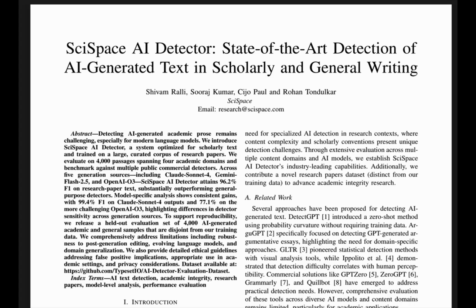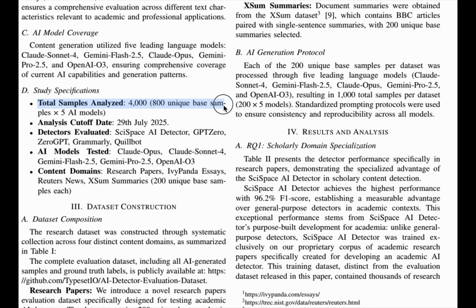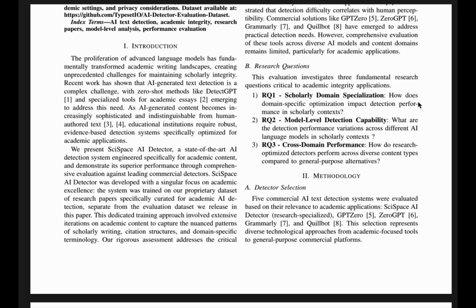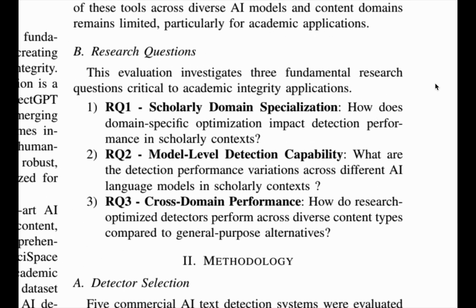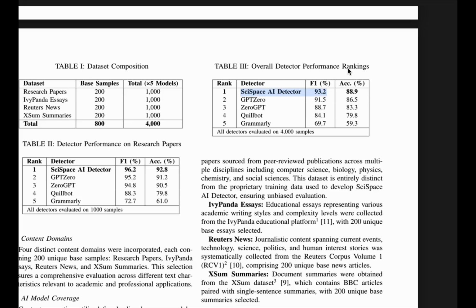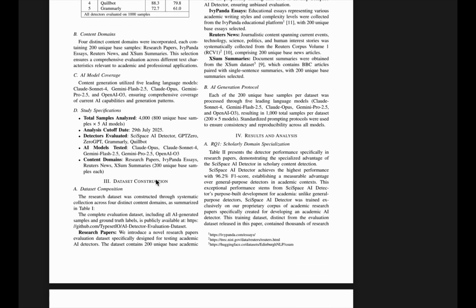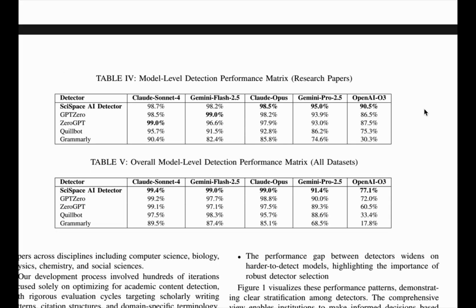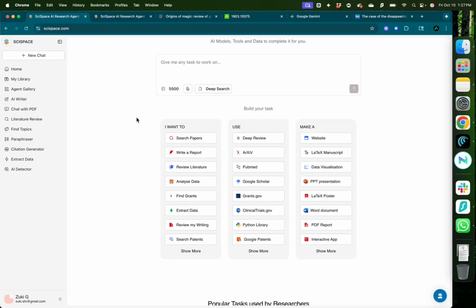In fact, they conducted a benchmarking study on 4,000 samples across research papers, essays, news, and summaries. The result? SciSpace scored an incredible 96.2% on research papers, higher than any competitor. That means it's the most reliable detector for academia right now. Alright, let's see how this works.